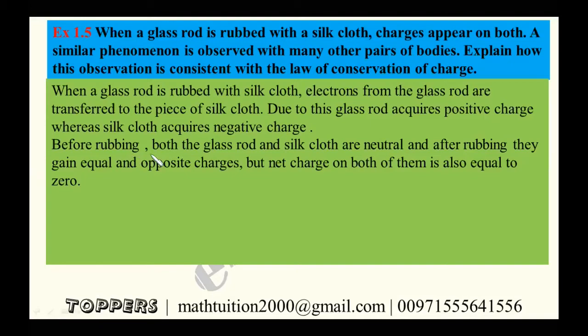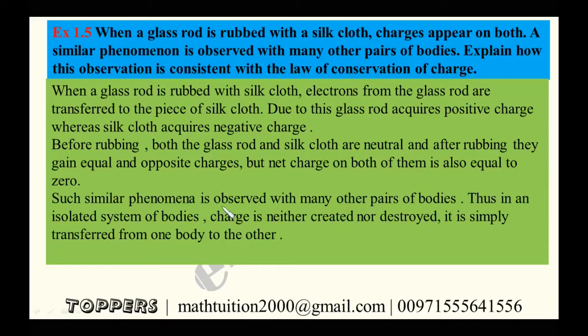Before rubbing, both the glass rod and silk cloth are neutral. After rubbing, they gain equal and opposite charges. For example, 10 electrons have been transferred. So one gained electrons, the other one lost 10 electrons. So one is positive 10, the other one is negative 10. But the net charge on both of them is equal to 0. Positive 10 plus negative 10 gives you 0, right?